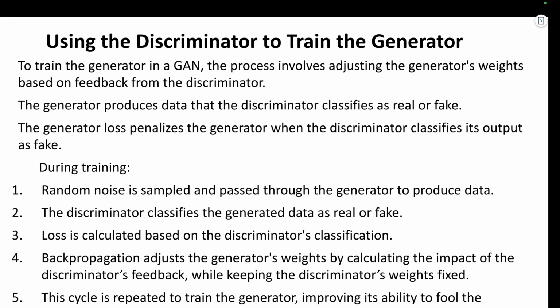Initially, the discriminator loss will be more and the generator loss will be less. Then the discriminator loss will be less and the generator loss will be more. But eventually, as we iterate this model progressively, backpropagation adjusts the generator weights, and the generator loss will be less and the discriminator loss will be more.